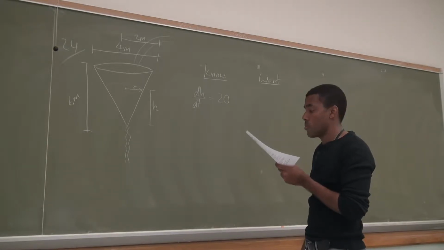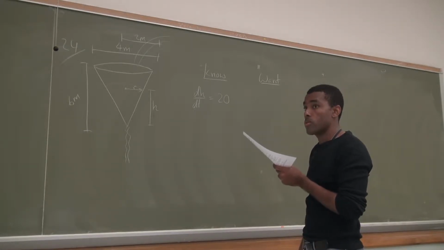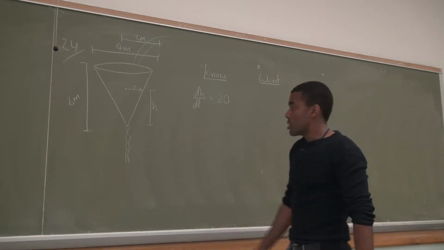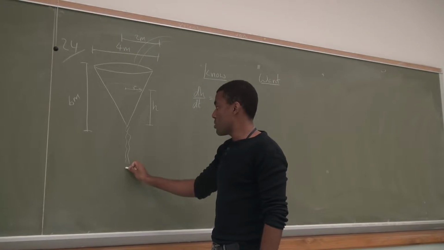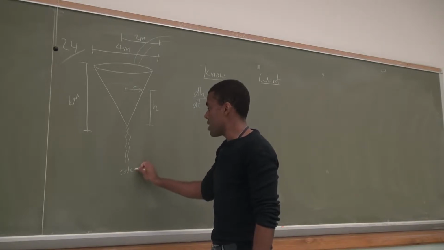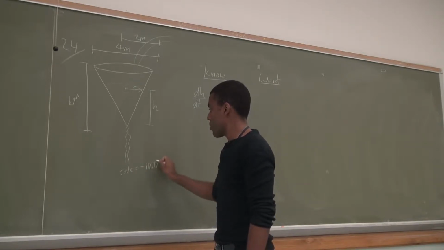We know the radius. What else do we know? We know this is leaking out, so the rate here is minus 10,000.